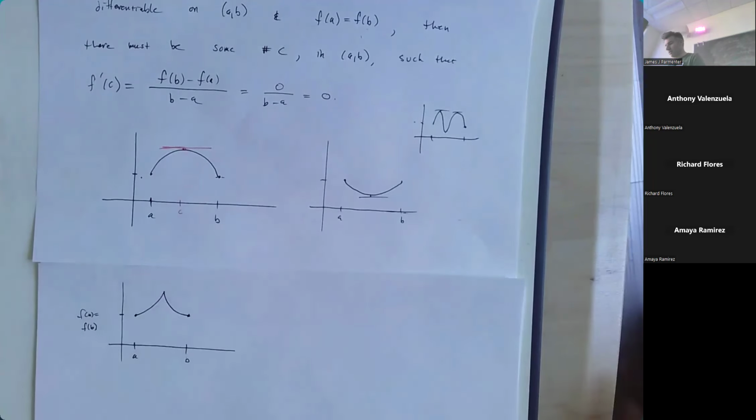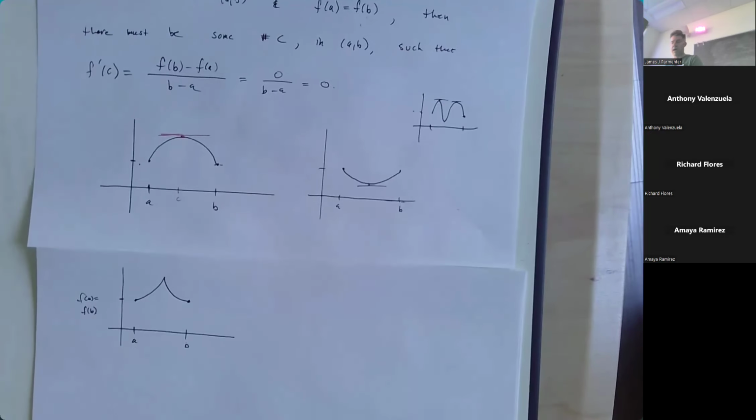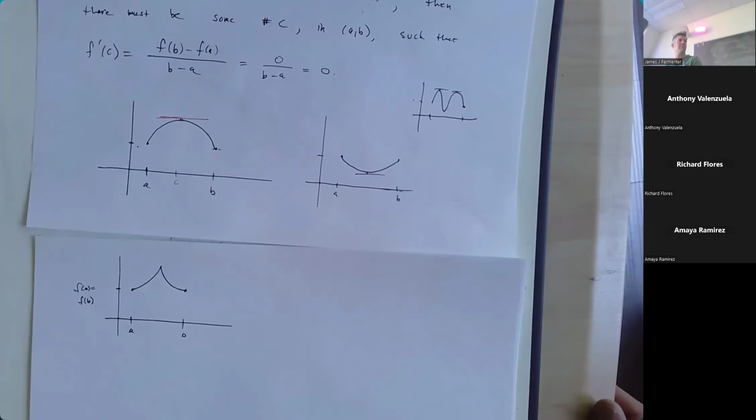Does it look like, on the picture I drew, there is a place where the derivative is 0, where I have a horizontal tangent line? Definitely not. Does this function that I've drawn meet all of the criteria of Rolle's theorem?